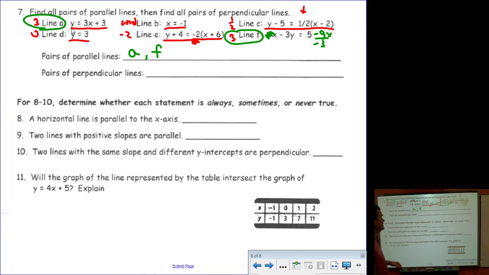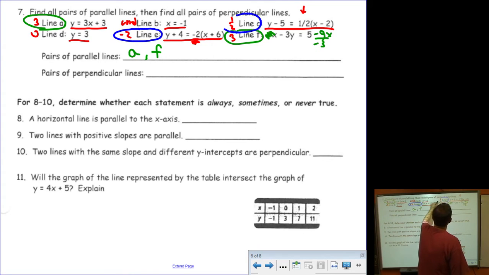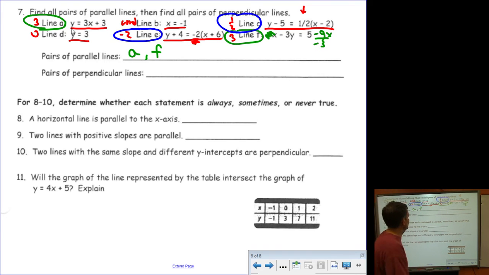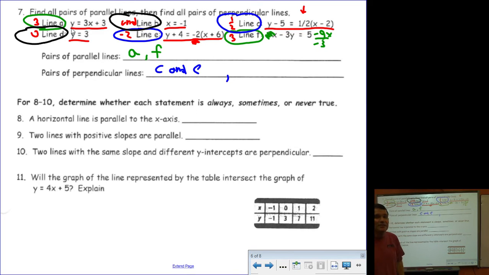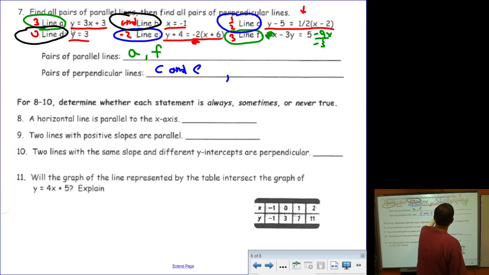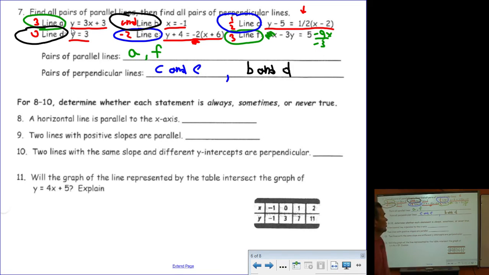Let me find perpendicular lines. Well, this guy and this guy are opposite reciprocals, so lines C and E are perpendicular because they are opposite reciprocals. Also, this guy and this guy, that's a horizontal and a vertical line, and they are perpendicular, so that would be B and D. And I think that is all my pairs of lines.